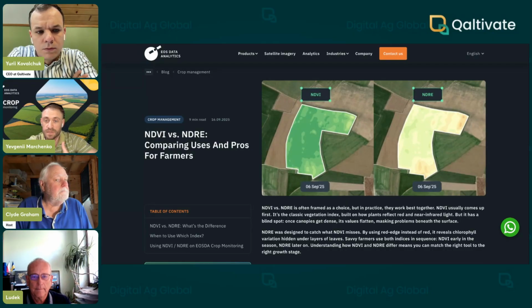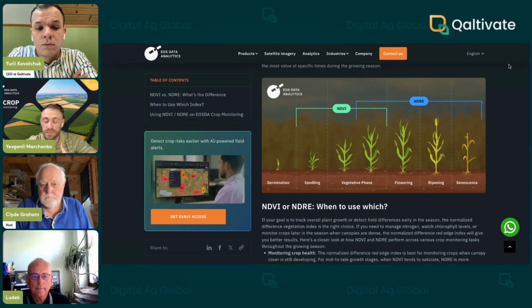At the beginning of the season, when the plants are just emerging, it's better to use the MSAVI index because there is a lot of open soil. So after germination and at some part of seeding, we should probably use the MSAVI index. This is the modified soil adjusted vegetation index.